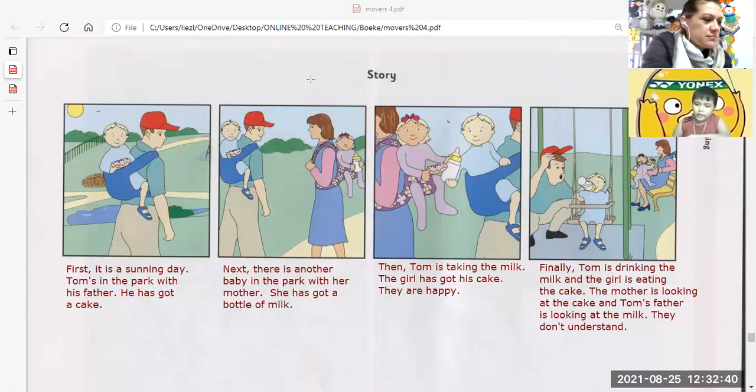Finally, Tom is drinking the milk. And the girl is eating the cake. The mother is looking at the Tom's father. No, the mother is looking. Where's the mother looking? Looking at the cake. Tom's father is looking at the milk. They don't understand.